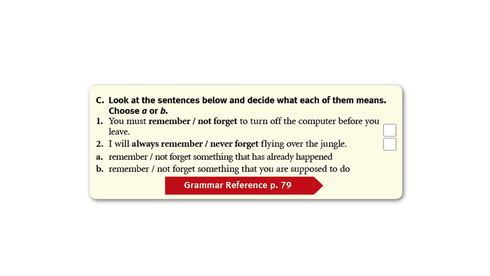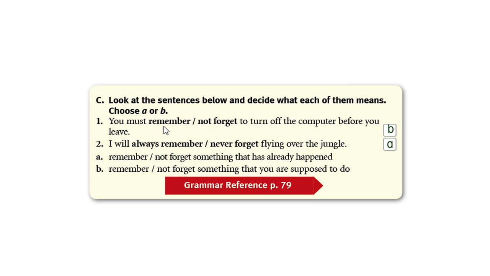Look at the sentences below and decide what each of them means. Choose A or B. You must remember to turn off the computer before you leave. This means B: remember, not forget, something that you are supposed to do. Number 2. I will always remember flying over the jungle. This matches A: remember, not forget, something that has already happened. So one is a way to remember things I will never forget in my life, and the other is for things I haven't done yet or should do day after day.